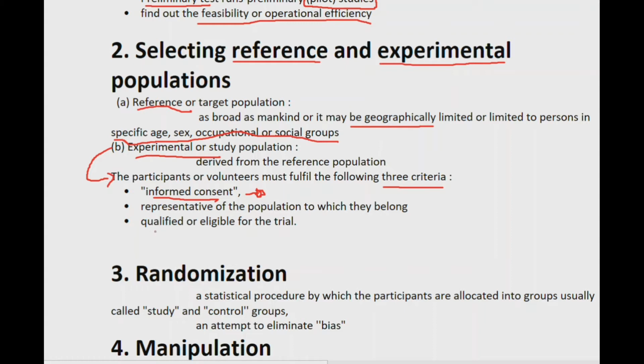They should be qualified or eligible for the trial. These are the 3 criteria the participants must fulfill. First is informed consent, then representative of the population, then qualified or eligible for the trial. Okay, this is selecting reference and experimental population.